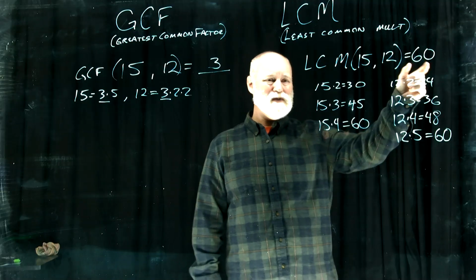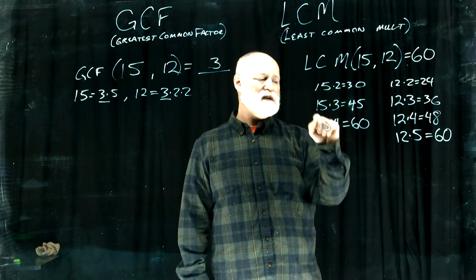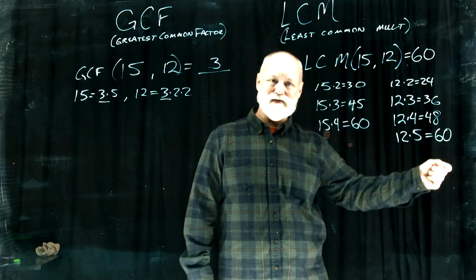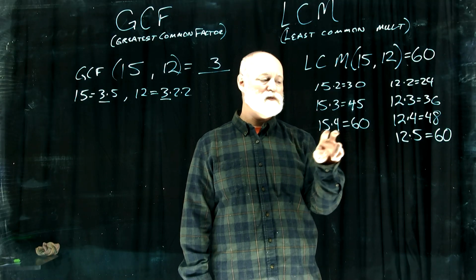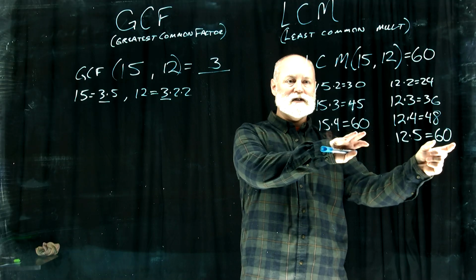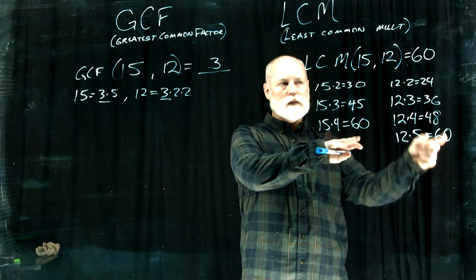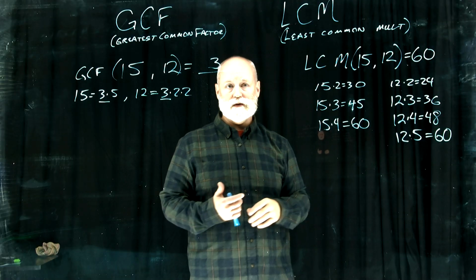What we want is the smallest number that exists, that when we do 15 times something and 12 times something else, possibly, we get the same number. So here we're doing 15 times 4 gives us 60, 12 times 5 gives us 60. So 60 is the smallest value that we can get using 15 or 12 where they overlap. It's common between the two of them.